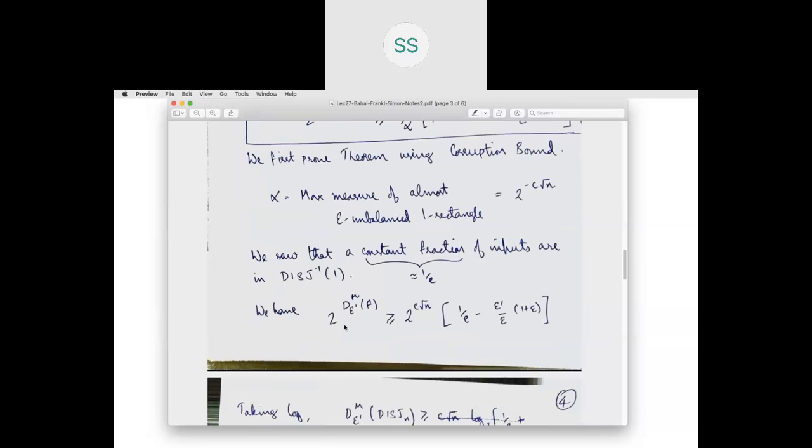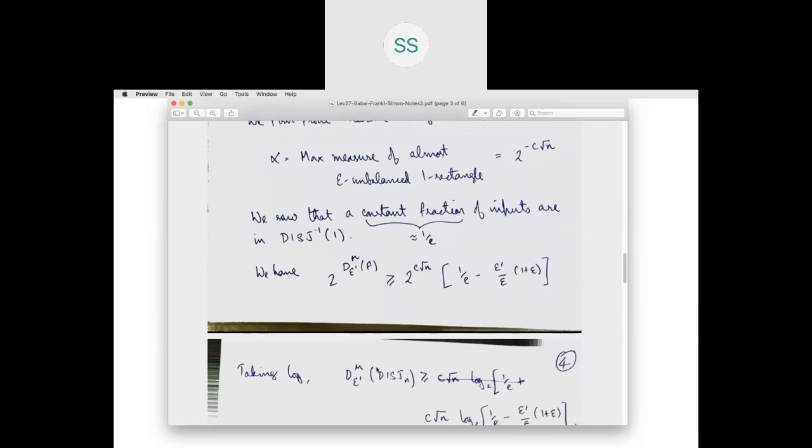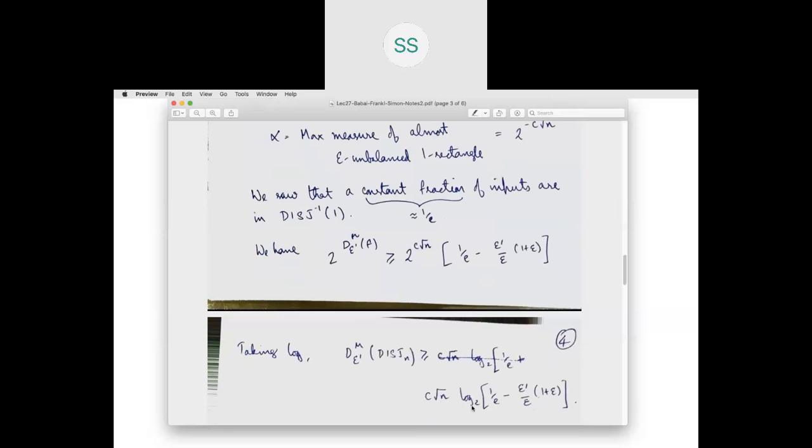And now we can see the distributional complexity of disjointness with respect to mu and epsilon prime. You can just take logs here. On the left hand side we have the distributional complexity, and on the right hand side we have c times square root n times log 2 of this thing. And I just explained that the quantity inside the square bracket is going to be something like 0.2 or 0.1, so that's a constant.